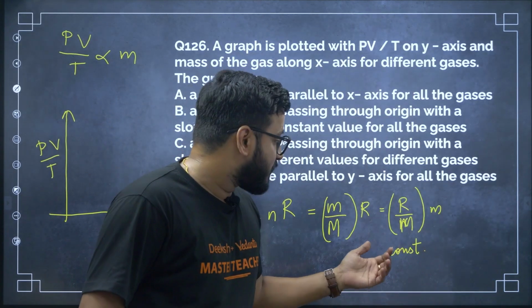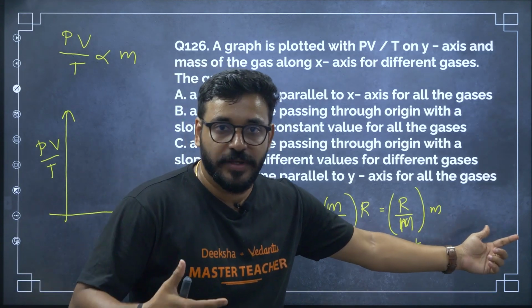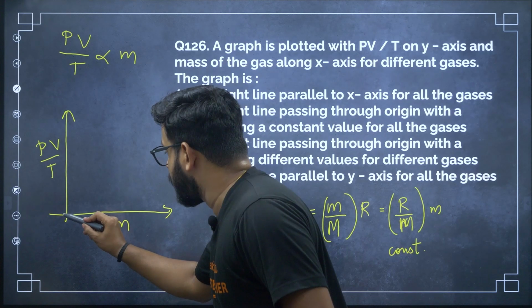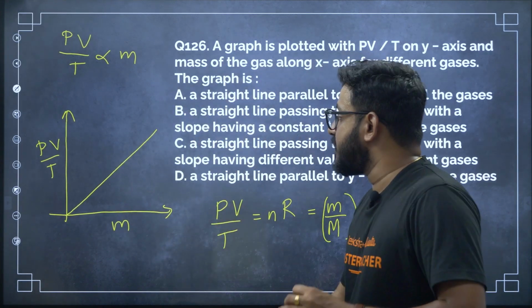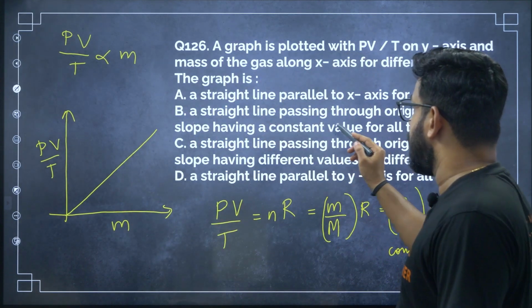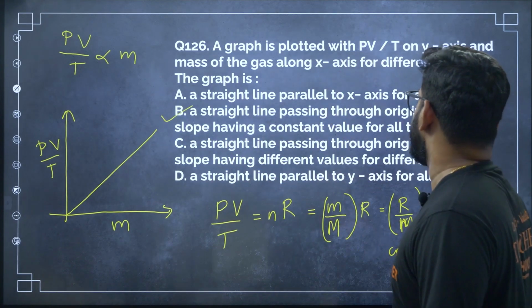And in this equation, there is no constant, so there is no x intercept. Therefore, it is a straight line which is passing through the origin. Yes. So the correct answer is straight line passing through the origin with a constant slope. Yes, the correct answer is option B.